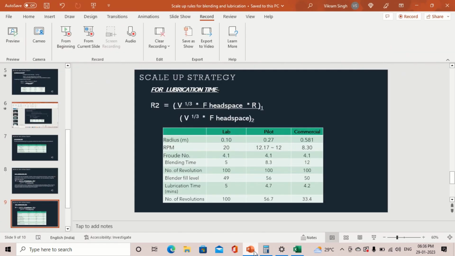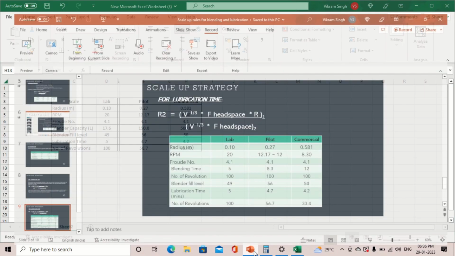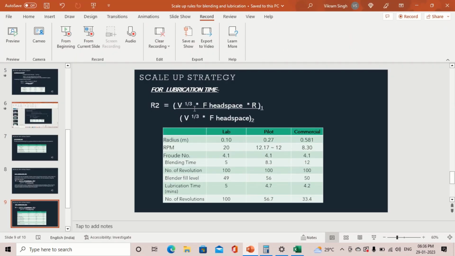This is the equation. This equation will give you the number of revolutions of the second stage. So if we divide the number of revolutions by the RPM of the second stage, we will get the lubrication time.